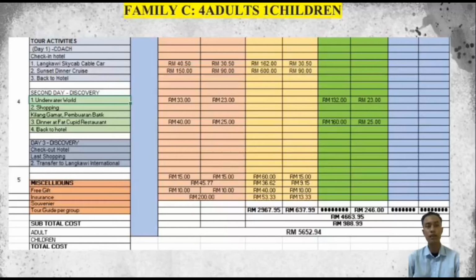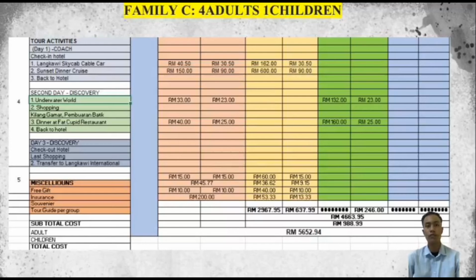Moving on to the second day, Discovery, we're going to go to Underwater World, and the tickets to Underwater World are 33 ringgit for adults and 23 ringgit for children. For 4 adults it will be 132 ringgit and 23 ringgit for 1 child. And then you have dinner at Fat Cupid restaurant, which is 40 ringgit for 1 adult and 25 ringgit for 1 child. The total for 4 adults is 160 ringgit and 25 ringgit for 1 child.